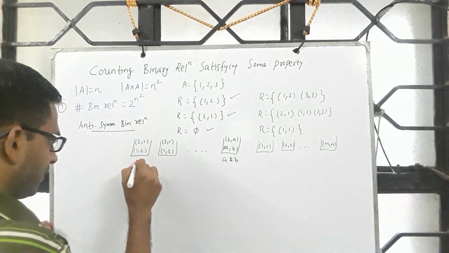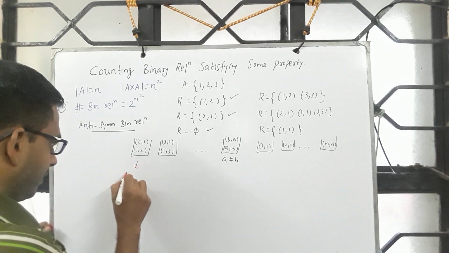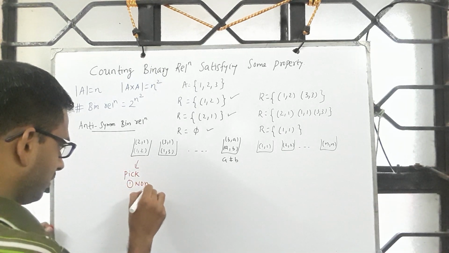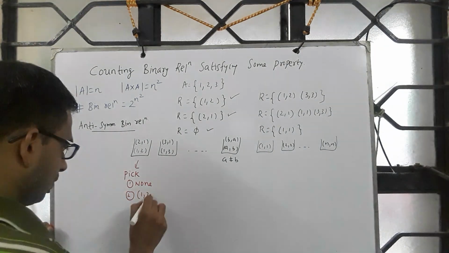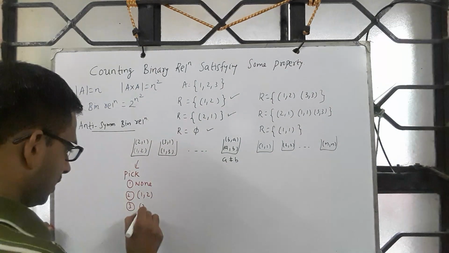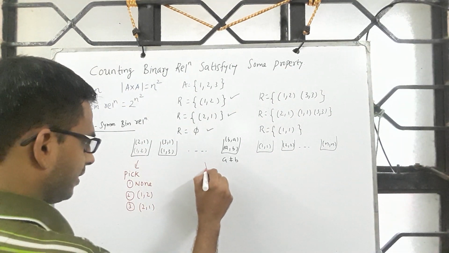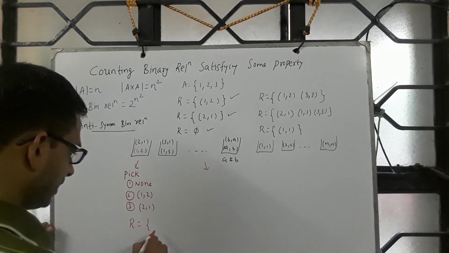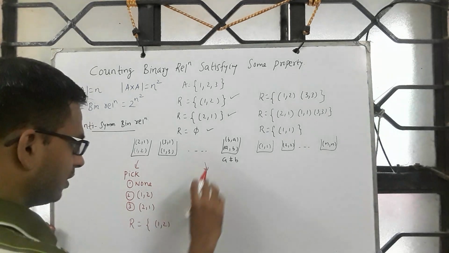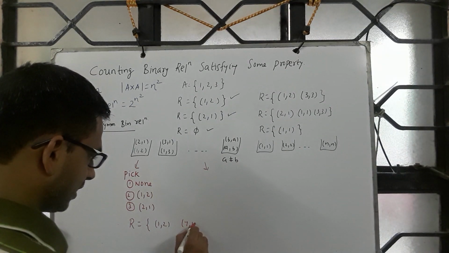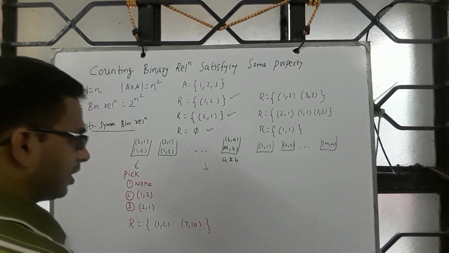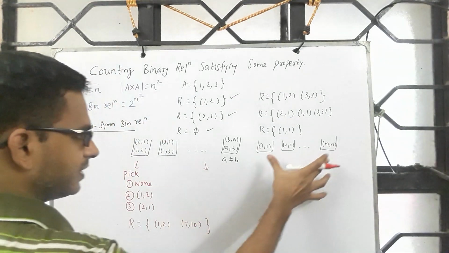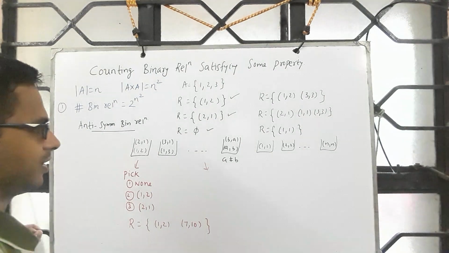Which means what? From this, you can pick none or (1, 2) or (2, 1), and maybe from this none. So like this, if you see, you get a relation. Suppose I pick (1, 2), you get (1, 2). From this you get something like say (7, 10), and along with this any subset from this. Along with this any subset from this, together you get antisymmetric relation.